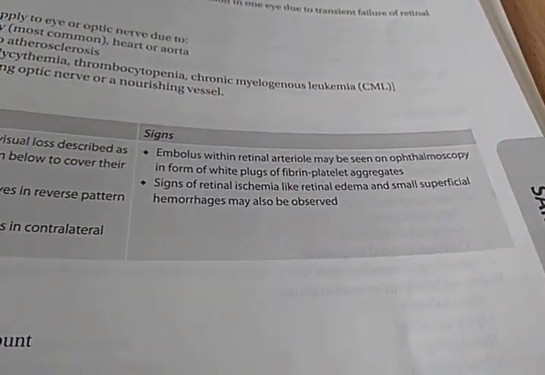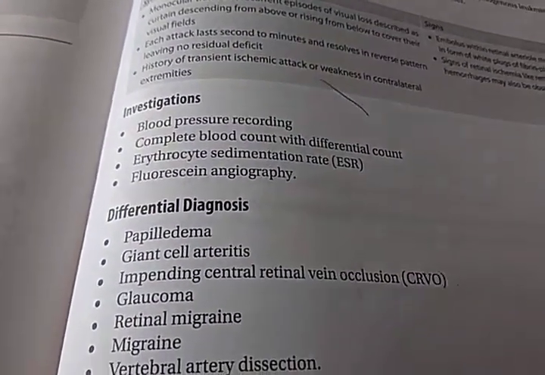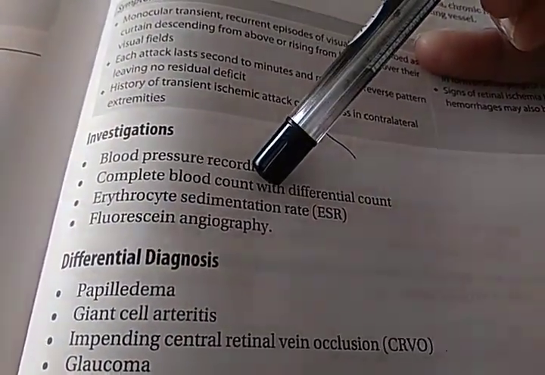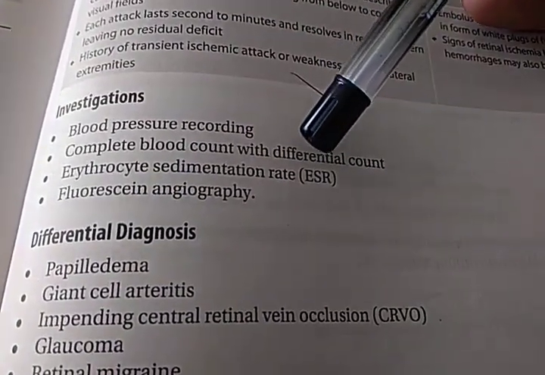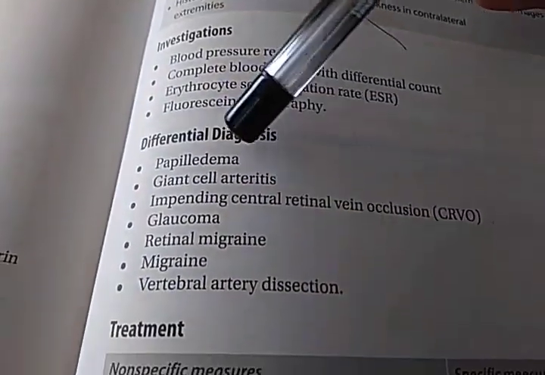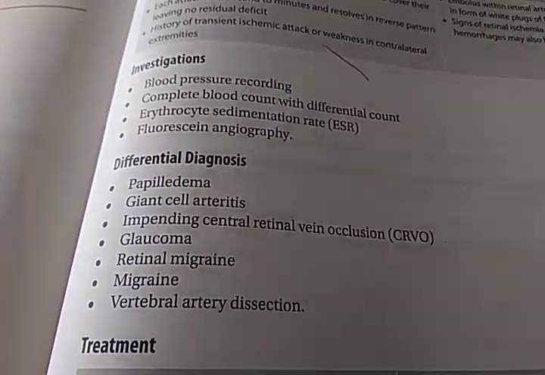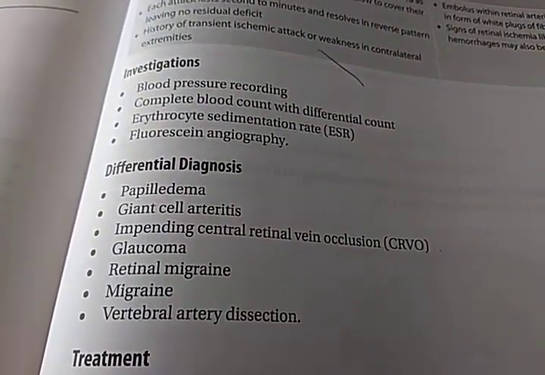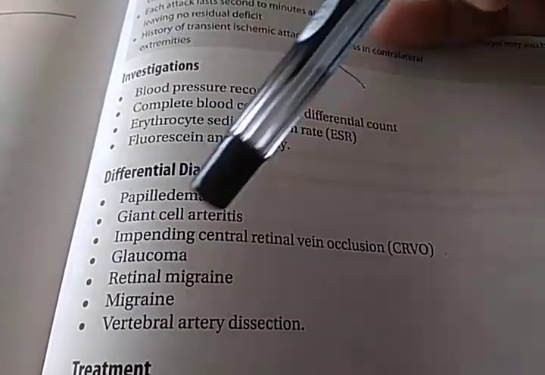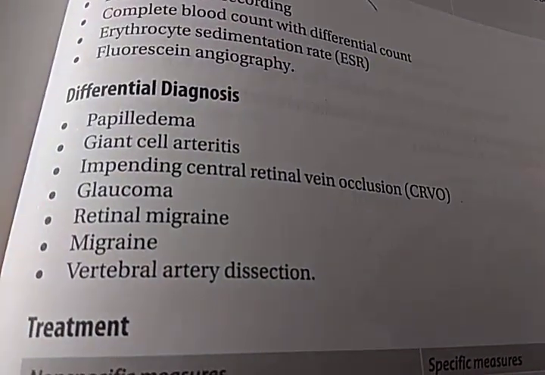So in these people you will see all these signs. Exactly, is it a scary thing or something should be done? So you should record the blood pressure, blood count, you should check the erythrocyte sedimentation rate to check the hyperviscosity, right? Fluorescein angiography. So these are the differentials. Papilledema, giant cell arteritis, CRVO. It's an impending CRVO. See, that's what it is, right? Something is going to happen kind of a thing. Impending CRVO, right? It can be glaucoma, retinal migraine.